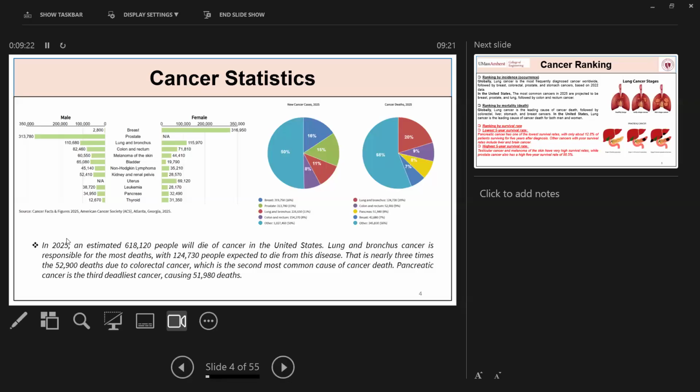In these statistics, you can see different types of cancers like breast cancer, prostate cancer, and lung and bronchus cancer. For females, breast cancer is the number one cancer, commonly occurring in women all over the world. Then skin cancer, bladder, kidney. So what not? There are 100 different types of cancers. And the next slide will be the ranking of cancer based on its incidence, mortality, or survival rate.